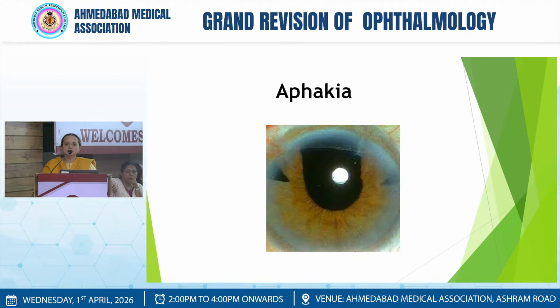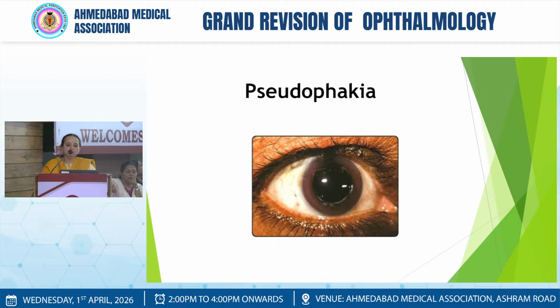Complete absence of the lens is known as aphakia. If the lens has been removed and an IOL has not been implanted, we call it aphakia. If you implant the intraocular lens, we call it pseudophakia. You have a shiny reflex in the pupillary area, by which you come to know that this eye is pseudophakic.